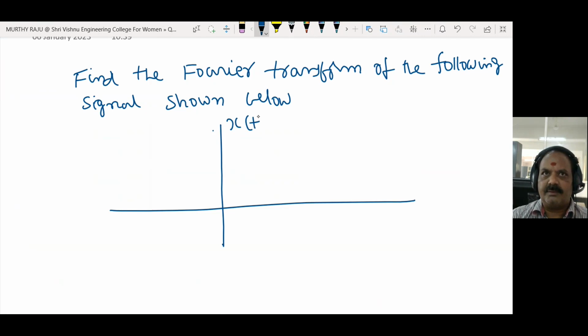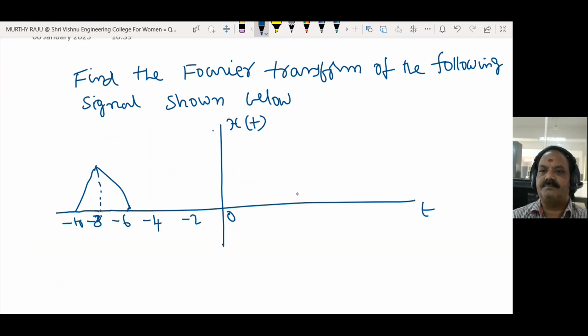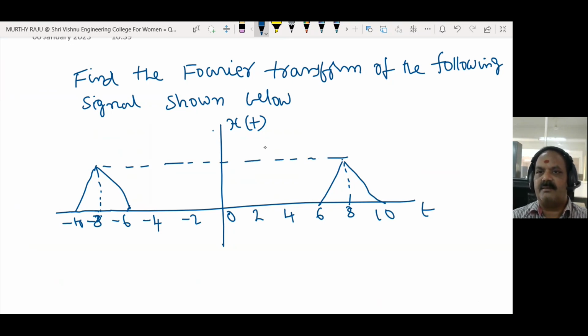This one is x of t. The time axis has values 0, -2, -4, -6, -8, -10, and on the other side 2, 4, 6, 8 and 10. These will be the values.